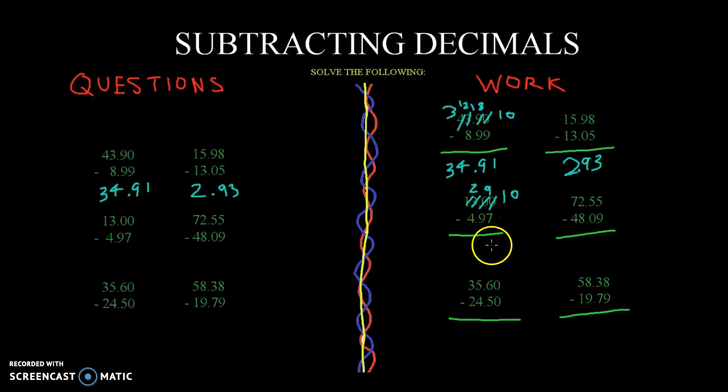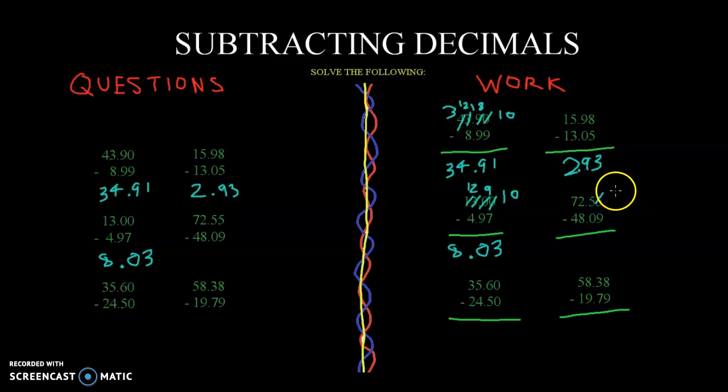So 10 minus 7 is 3. 9 minus 9 is 0. And 2, oh wait, that turns into 12. Okay, 12 minus 4 is 8. So it's 8.03, right? Let's copy it and let's paste it. It's pretty easy. Let's move on to the next one.